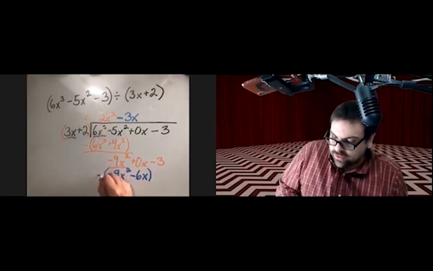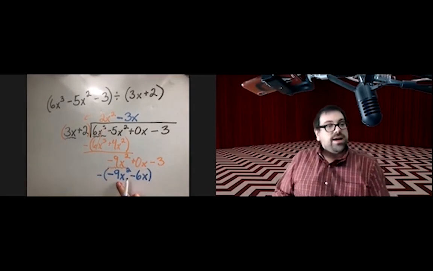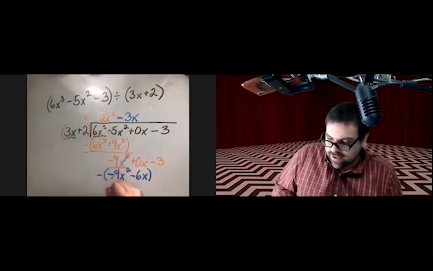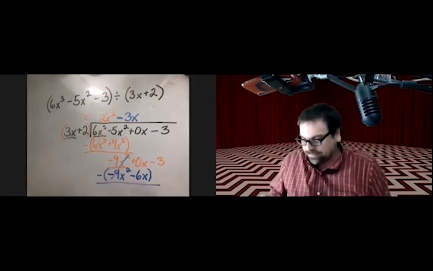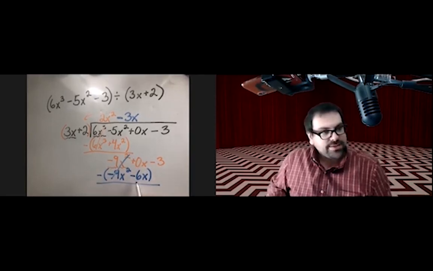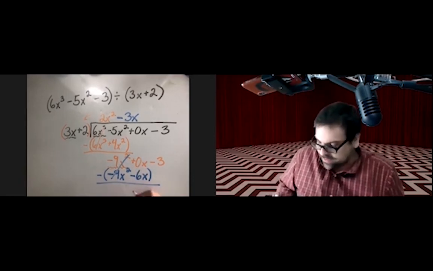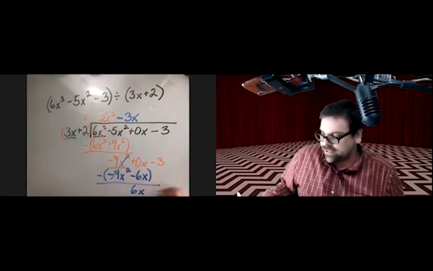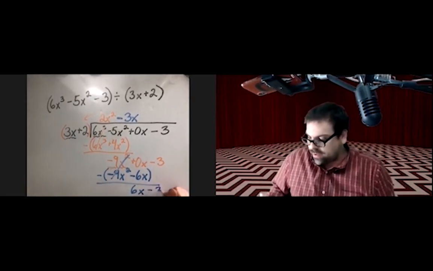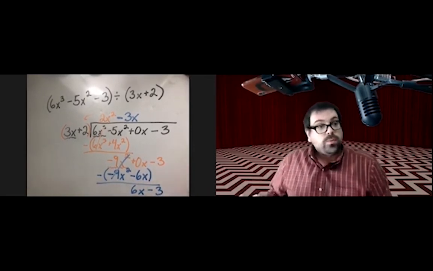We're going to subtract the whole thing. Negative 9x squared minus negative 9x squared is negative 9x squared plus 9x squared. That goes away. 0 minus negative 6x would be 0x plus 6x, or positive 6x. Bring down the minus 3. We continue.